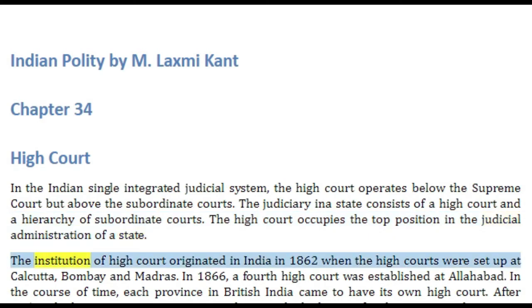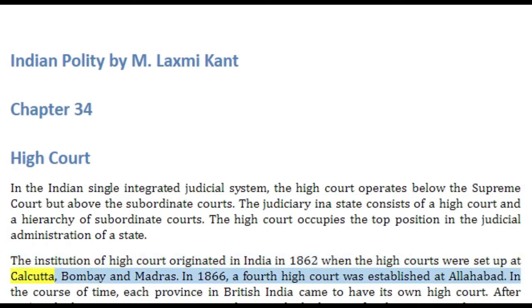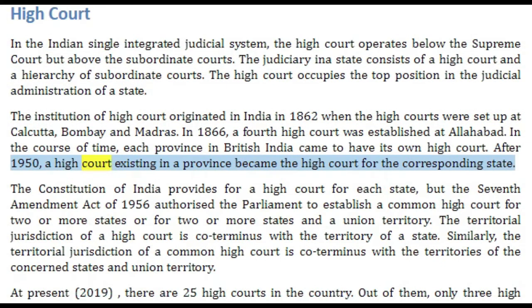The institution of High Court originated in India in 1862 when the High Courts were set up at Calcutta, Bombay and Madras. In 1866, a fourth High Court was established at Allahabad. In the course of time, each province in British India came to have its own High Court. After 1950, a High Court existing in a province became the High Court for the corresponding state.